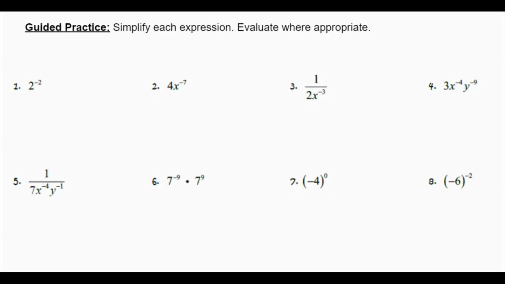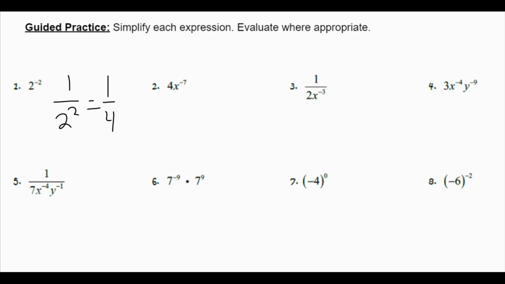So number one, we have 2 to the negative 2. Remember, when I have negative exponents, I want to take the reciprocal. So right now it's in the numerator, so I'm going to move it to the denominator. So 2 to the negative 2 would be 1 over 2 squared, which I could simplify to be 1 over 4.